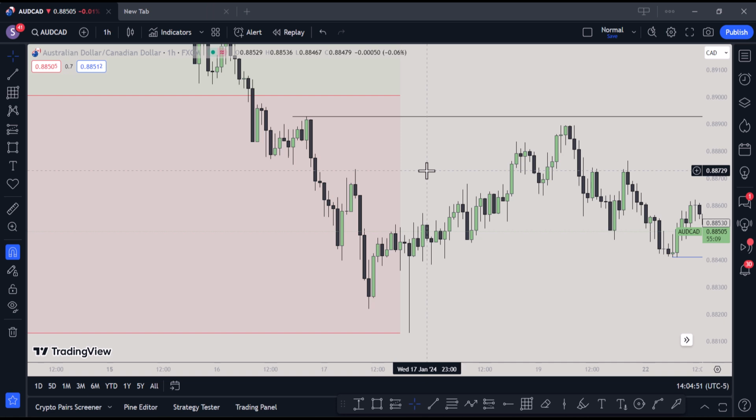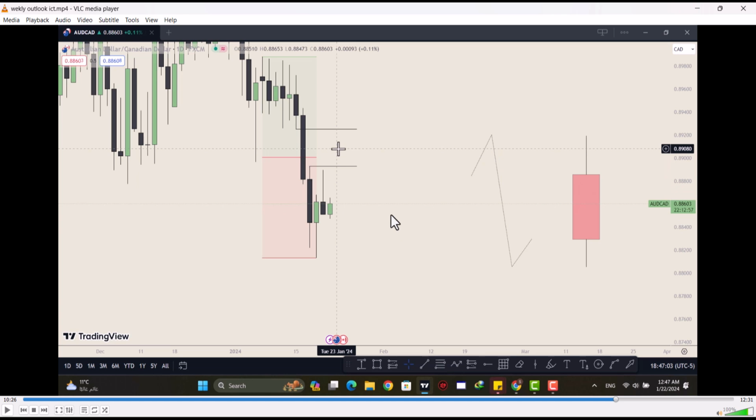So in this one, I just wanted to do a quick trade breakdown following the weekly outlook video that I posted yesterday. In my weekly outlook video, I told you on this pair specifically that I'm interested in price going higher, taking this short-term high, topping into this fair value gap and then trading lower. So basically, I wanted to see this pattern right here.